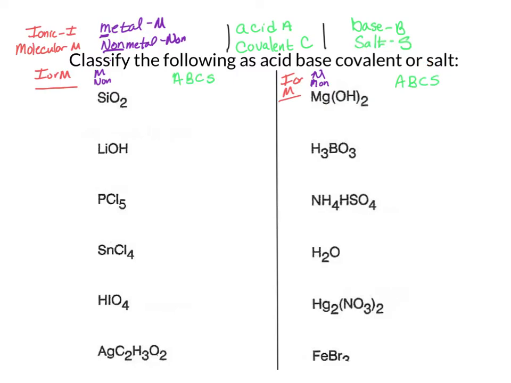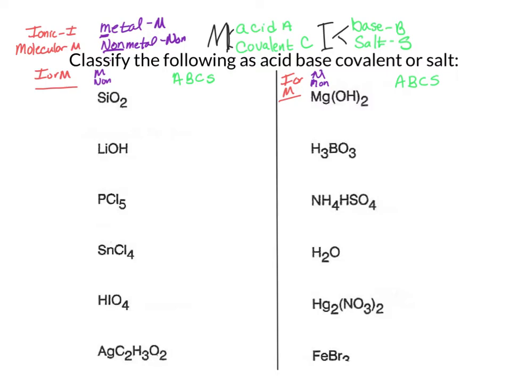So remember, we use IBS comes from Big Macs, and that mnemonic reminds us that if it's an ionic compound, it's going to be either a base or a salt, and if it's a molecular compound, it's going to be either an acid or a covalent compound. I'll do the first few of them, and then you can set up the rest.